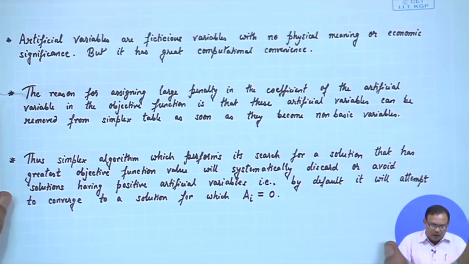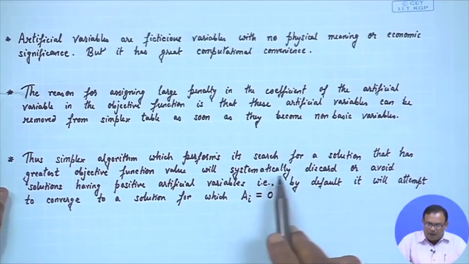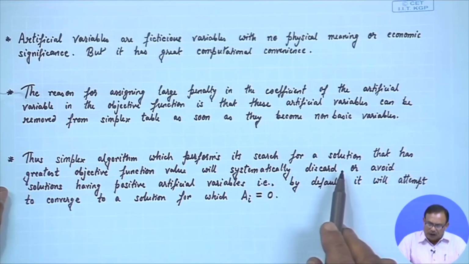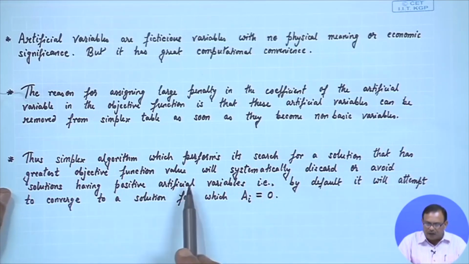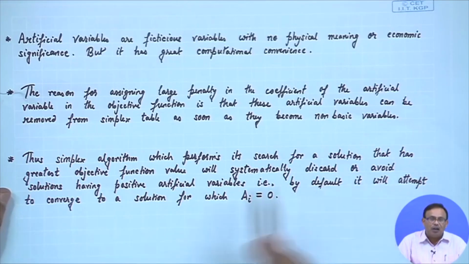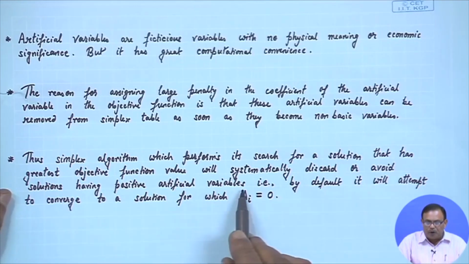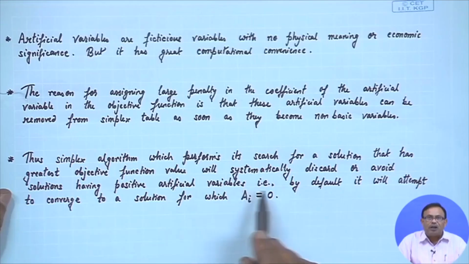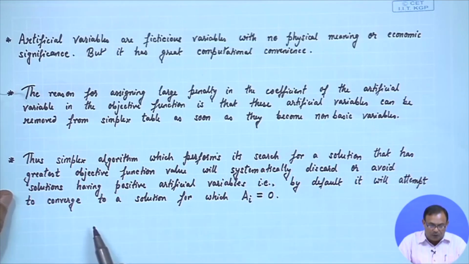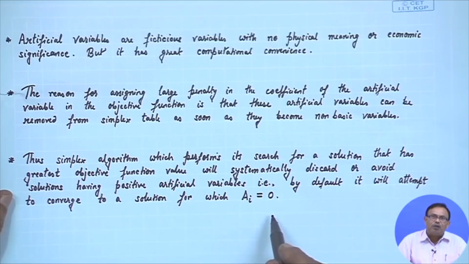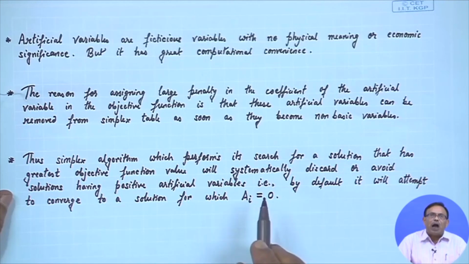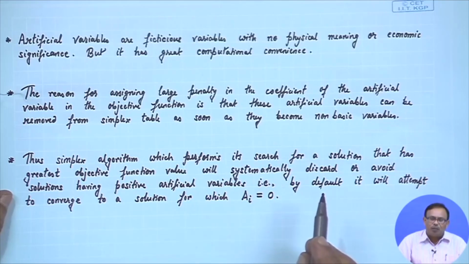The third point is that the simplex algorithm, which performs its search for a solution that has the greatest objective function value, will systematically discard or avoid solutions having positive artificial variables. That is, by default it will attempt to converge to a solution for which a i equals 0. Please note this one, the procedure is such that we will try to converge to a solution where the values of the artificial variables are 0 and they are discarded from the basis.